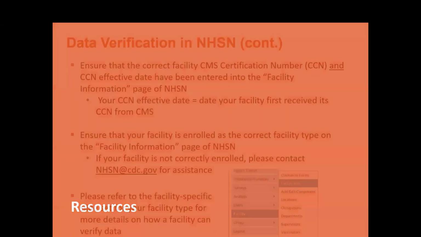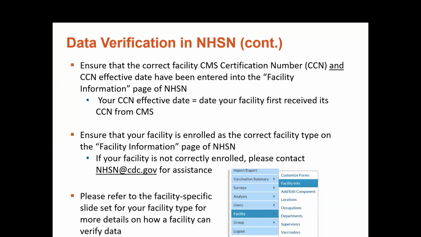First, verify that the correct facility CMS certification number and CCN effective date have been entered correctly. Your CCN effective date should be the date your facility first received its CCN from CMS. If you cannot obtain that date, but it was prior to January 1st, 2017, please use January 1st, 2017 as the CCN effective date.